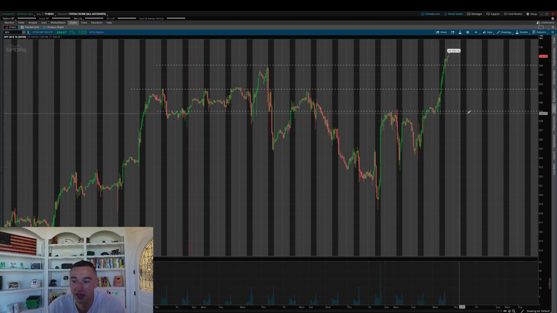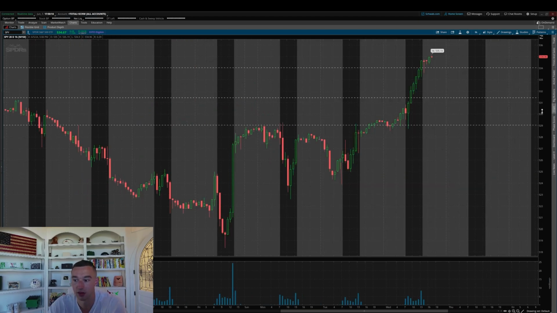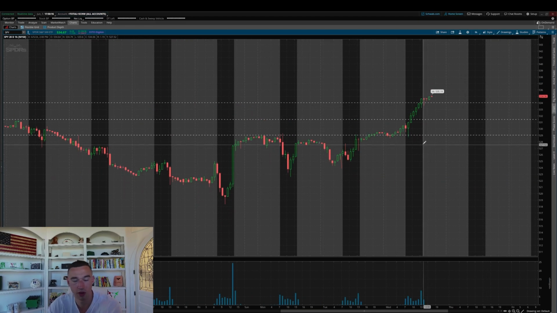Now, looking at this chart, we always start with the hourly chart. We noticed the past few days, we've had a move down and an aggressive move up. Move down, aggressive move up. Move down, aggressive move up. And so what do we expect to happen today when this trend has been so strong the past 3 days? We expect some sort of move down and then an aggressive move up.